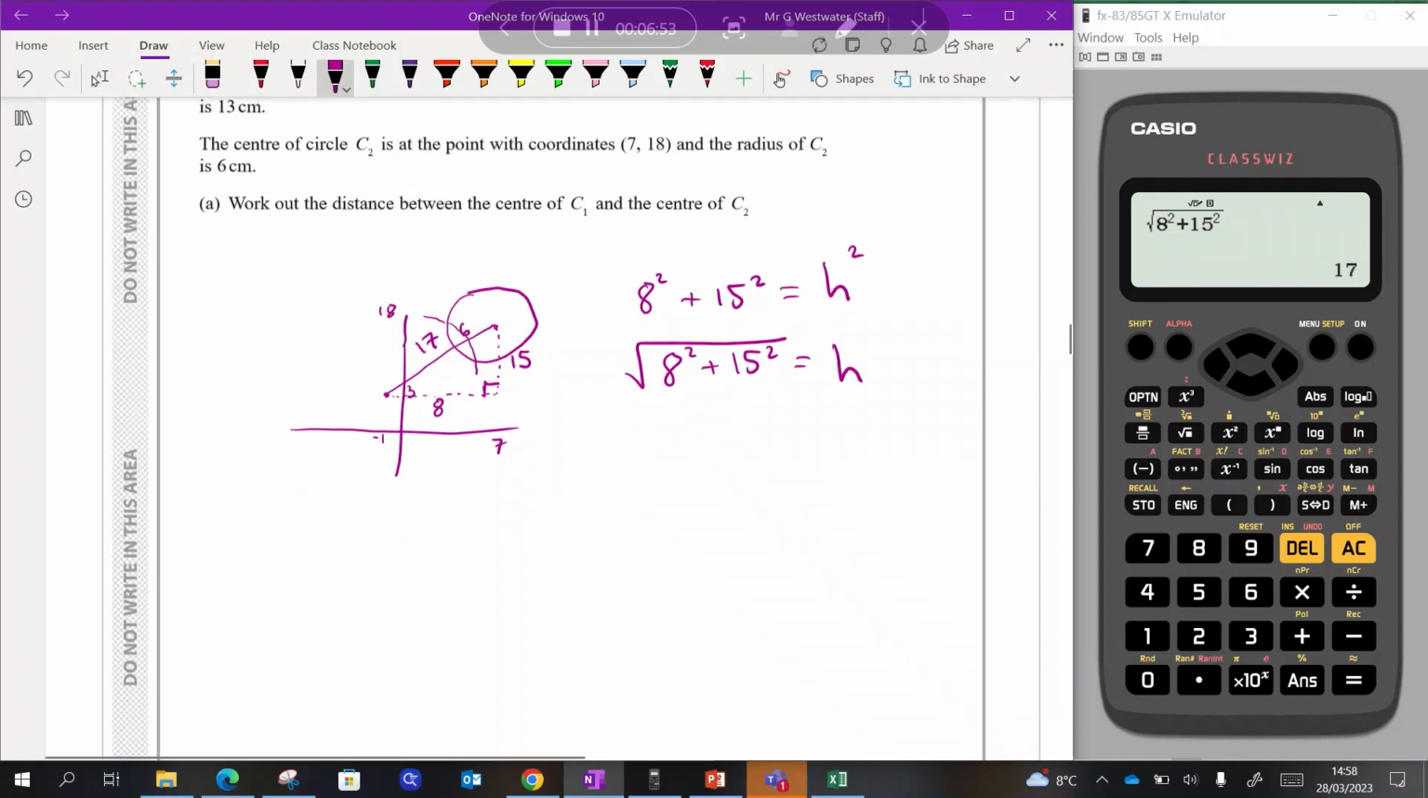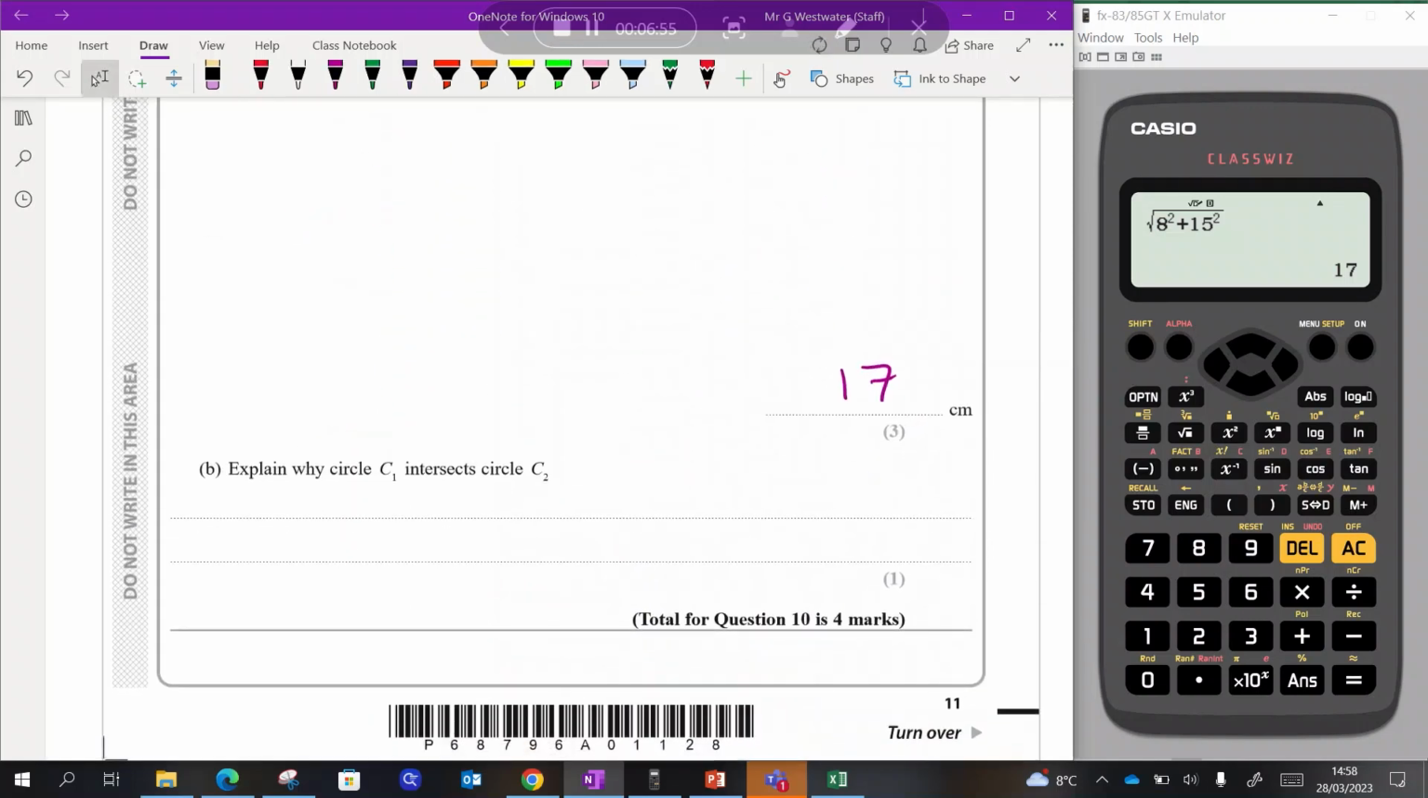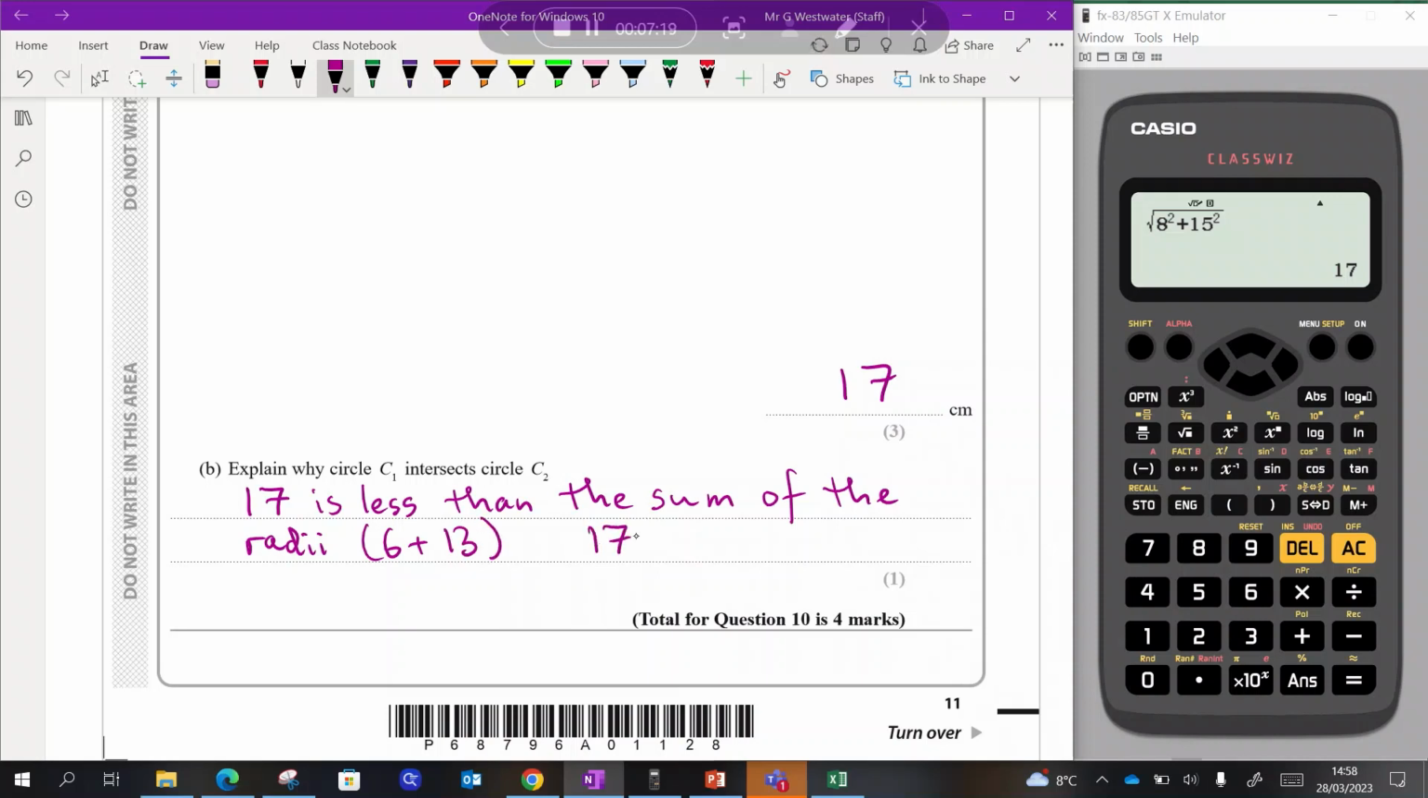So, explain why C1 intersects C2, because 17 is less than the sum of the radii. I'll just put in brackets 6 plus 13. So 17 is less than 19, so therefore overlap. Okay.